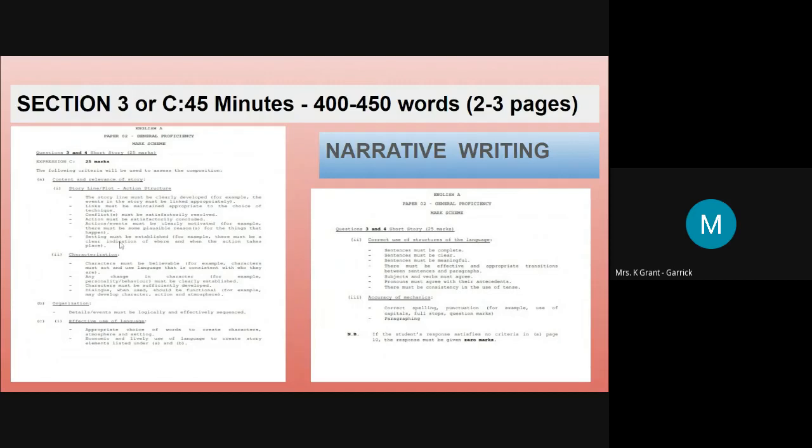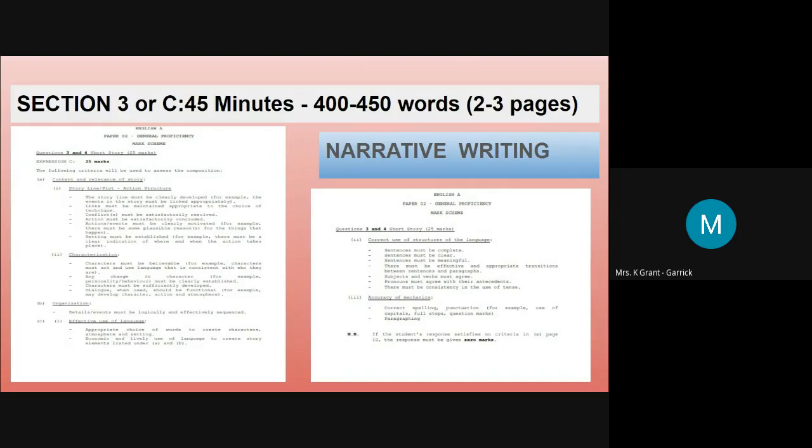Then the setting must be established, and it must be clearly indicated. That means you must tell where and when and what takes place. All right. In terms of characterization, now your characters must be believable.